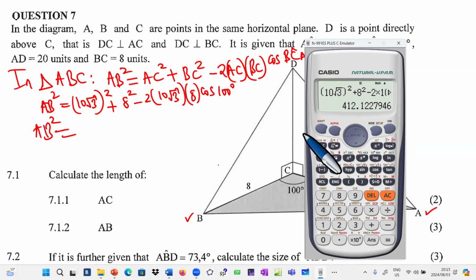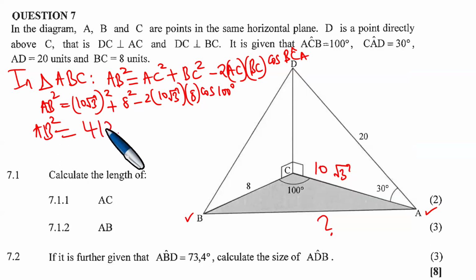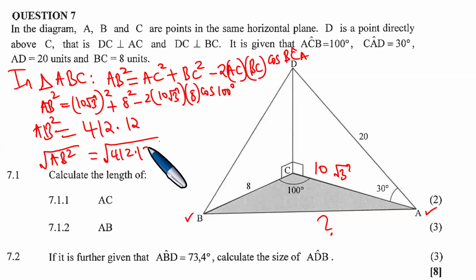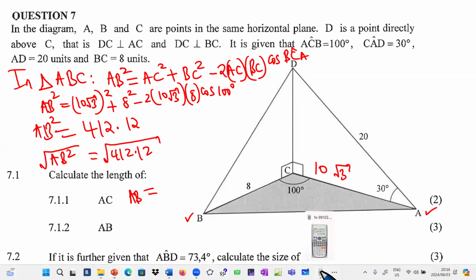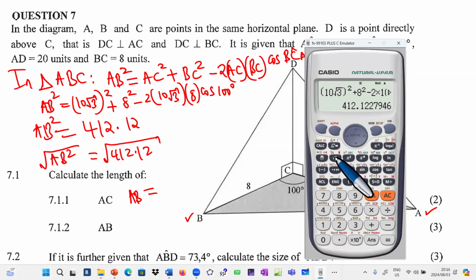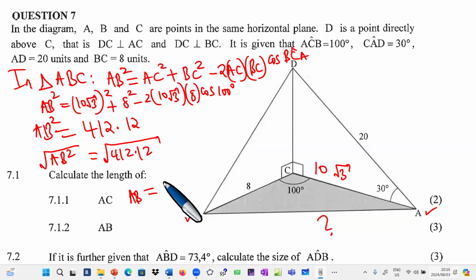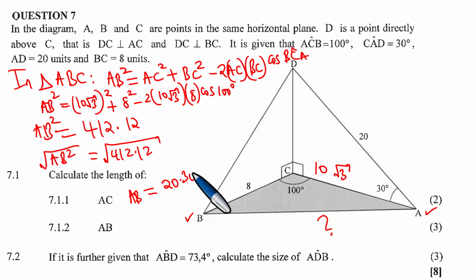So we have AB squared equal to 412.12 square units. Therefore, you take the square root of 412.12, and we get AB equals exactly 20.30 units.